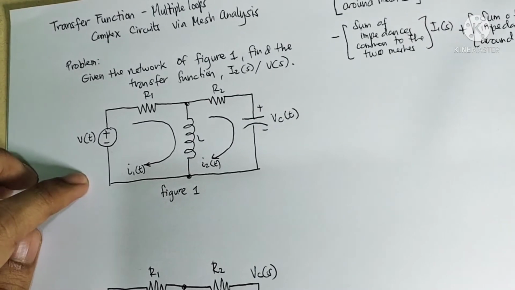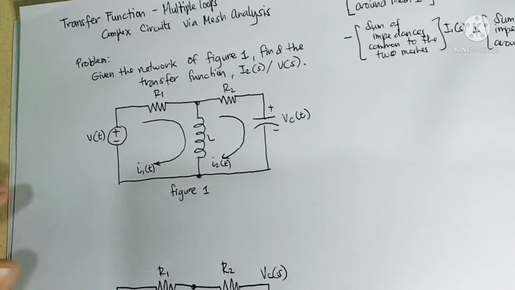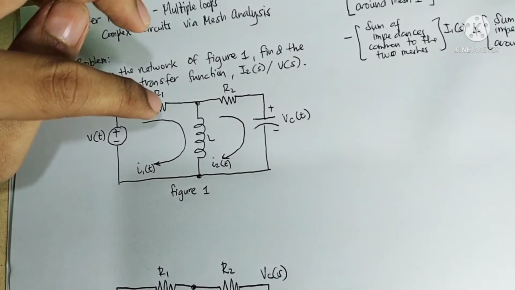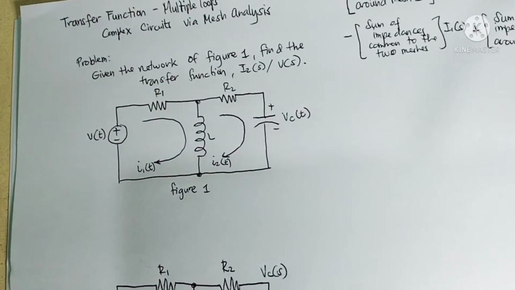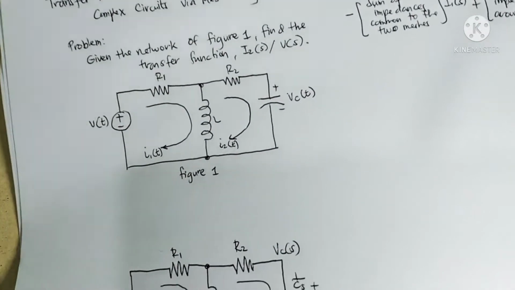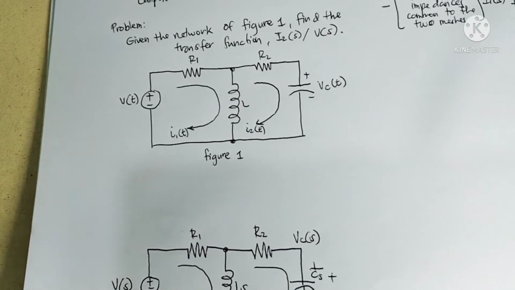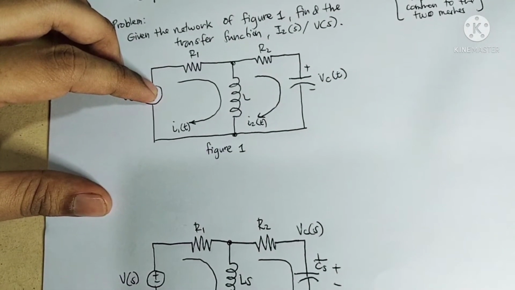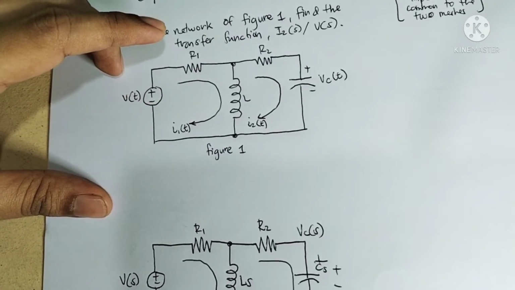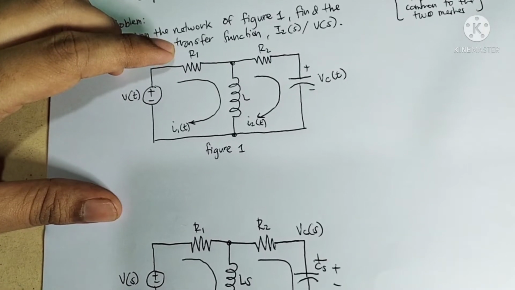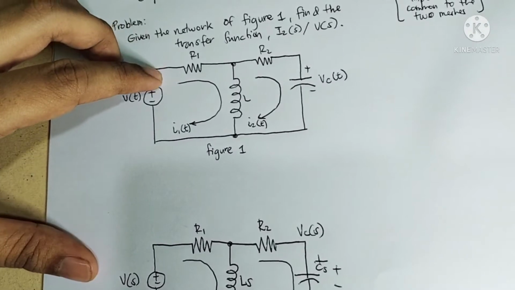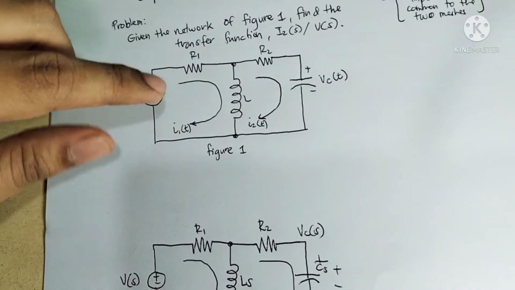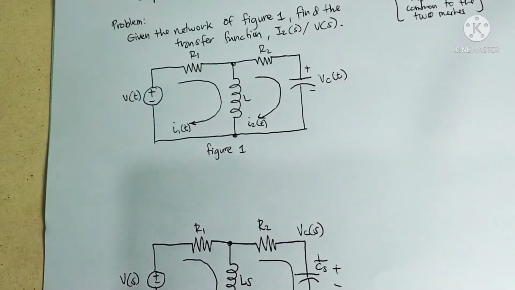So this is the given circuit where, as you can see, we have two resistors R1 and R2. We have an inductor and a capacitor. In order to find the transfer function of this circuit, we have to transform the circuit, where we replace the components with their Laplace transform. So the Laplace transform of the resistor, the voltage source, the inductor, as well as the capacitor.